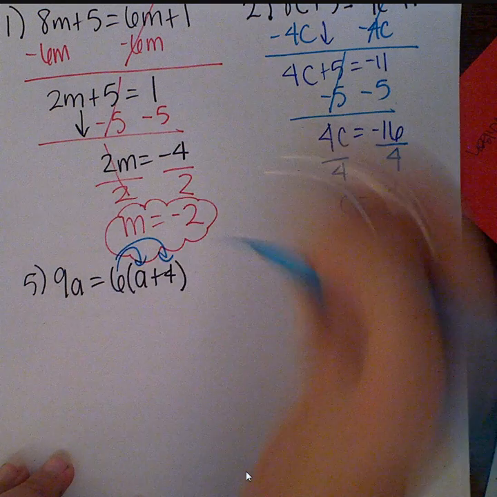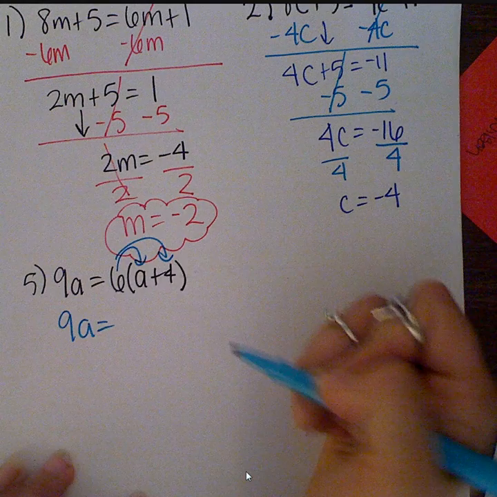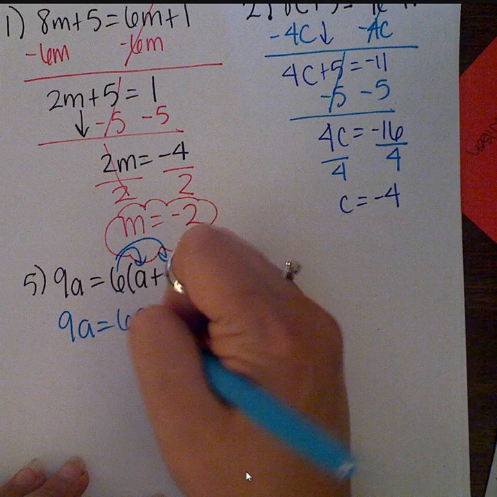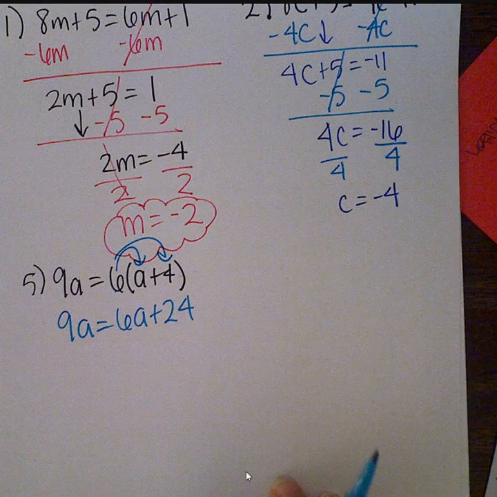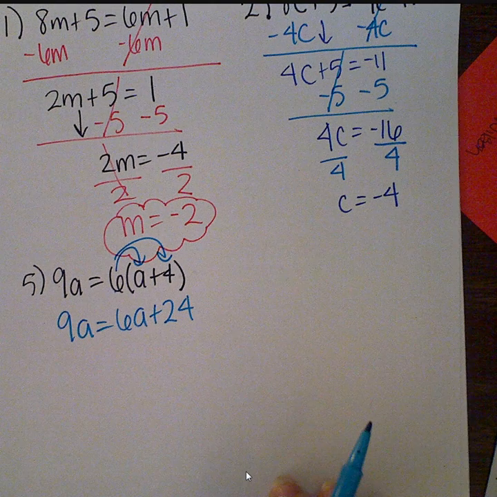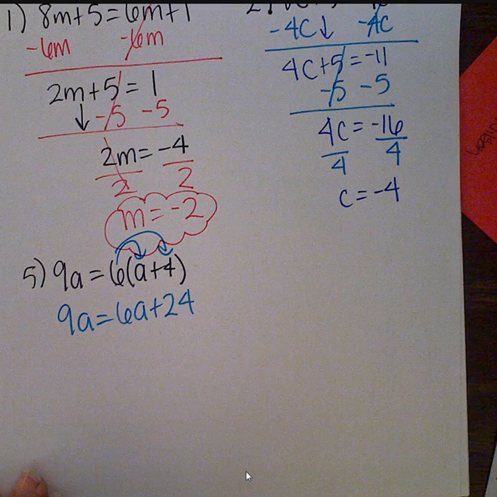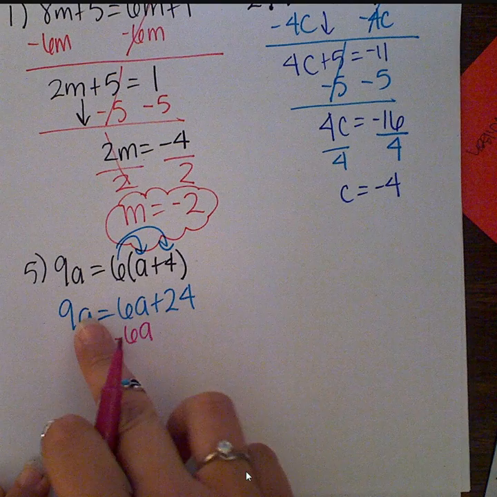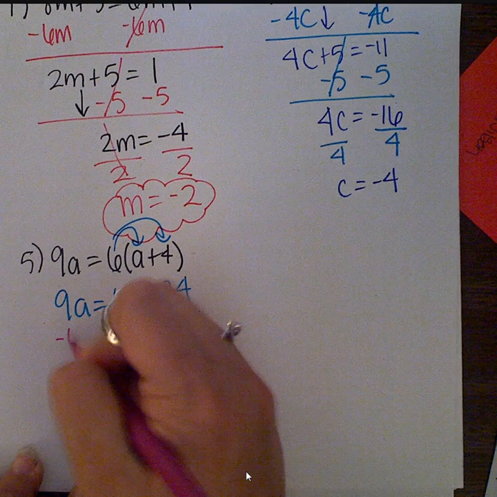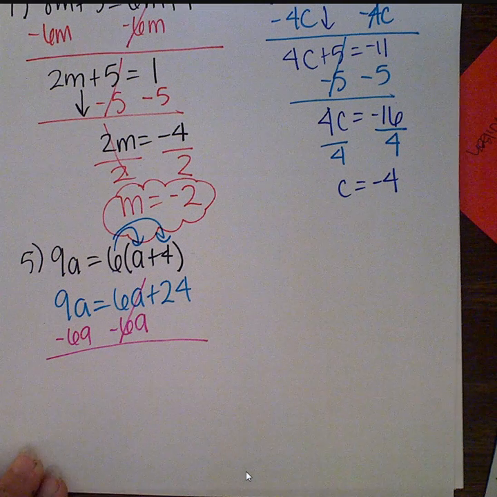Distributing! So that means we have to multiply. Alright, what's 6 times A? What's 6 times 4? Alright, now, would we move our 24 or would we move our 6A? 6A. Why? Like terms, because we've got to move like terms. Why is 24 not a like term with that? It doesn't have a variable. Awesome. Alright, so what's 9A minus 6A?